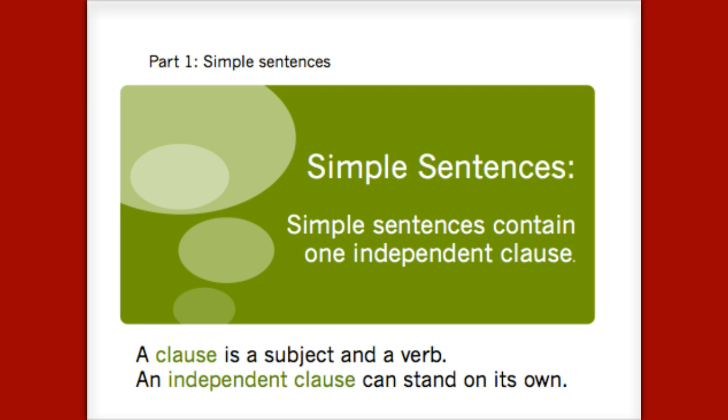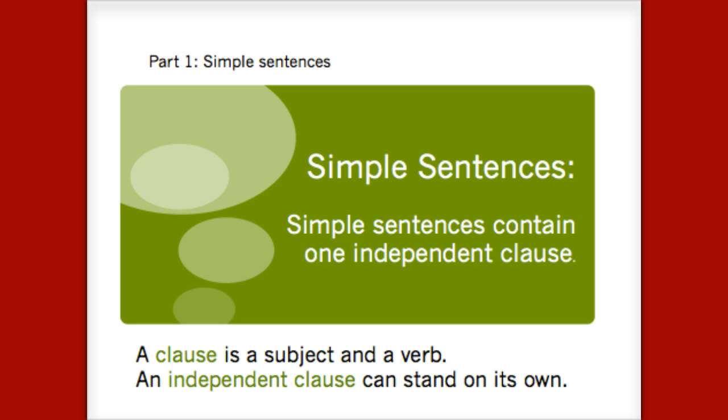Simple sentences contain one independent clause. An independent clause, the most important thing to remember about that is that it can stand on its own. A clause is a subject and a verb. This differs from a phrase. We've talked about appositive phrases, prepositional phrases, and verb phrases. So we have lots of phrases. They do not contain verbs, however.